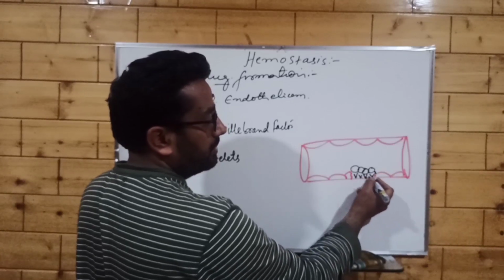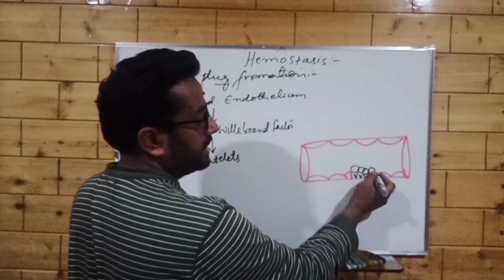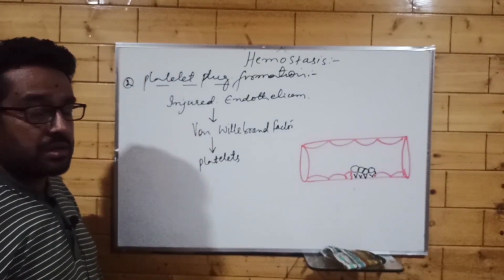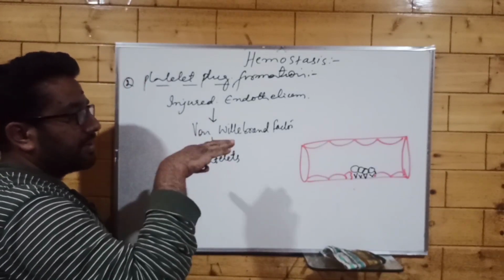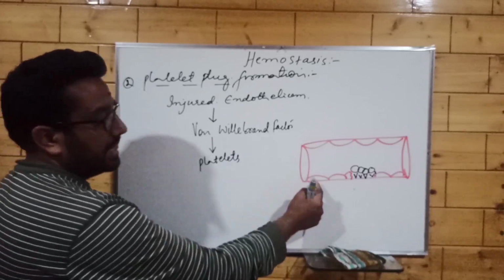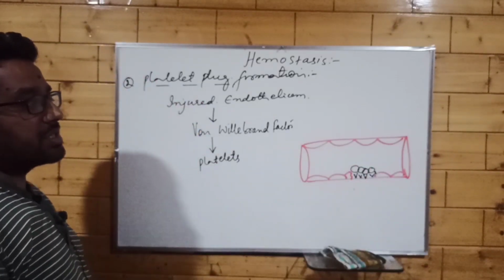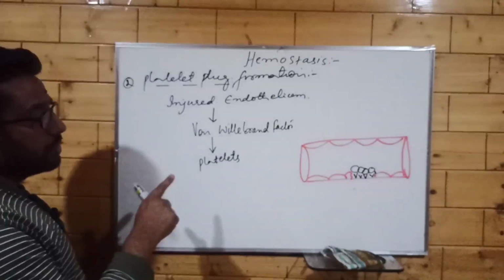Say for example this is a von Willebrand factor, V-shaped, and these are the platelet cells. They just stick to what? Von Willebrand factor. So platelets basically rest on the subendothelial layer. This is an endothelium and this is the subendothelial layer. So platelets now rest on the subendothelial layer due to the von Willebrand factor.